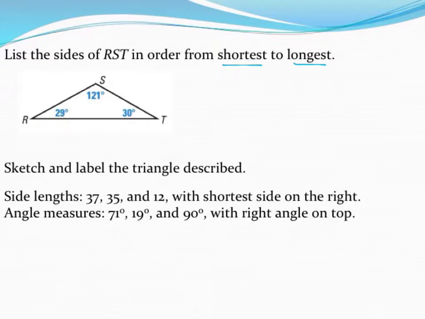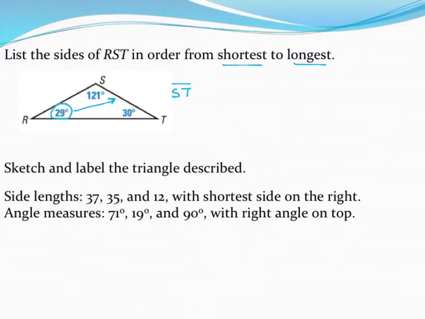shortest. It turns out that the shortest side of a triangle is always going to be across from the smallest angle. So my trick is to find the smallest angle, which in this case the angles were given to me, the smallest one being angle R at 29 degrees, which tells me that side ST, or segment ST, is going to have to be my shortest side.